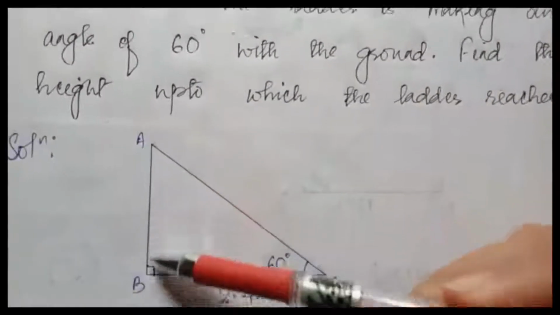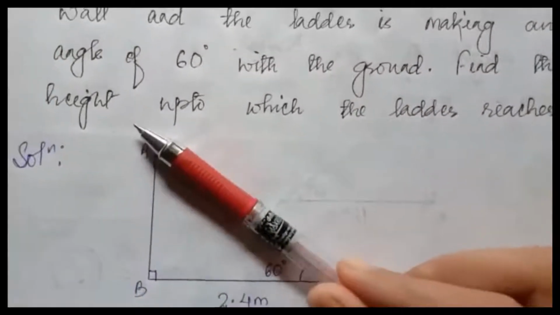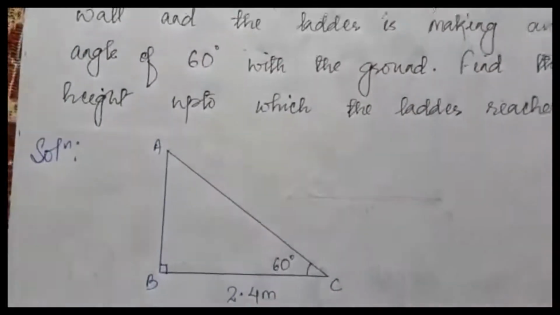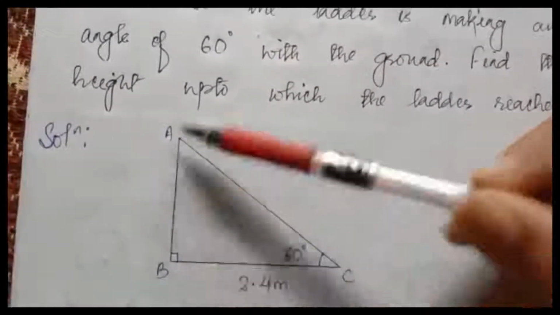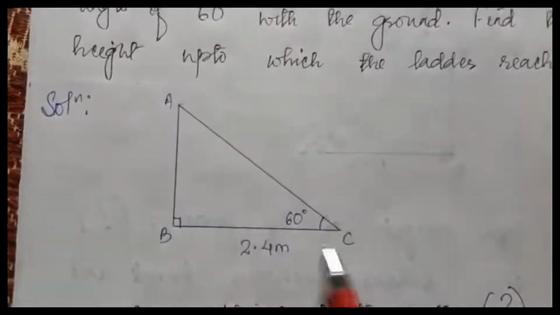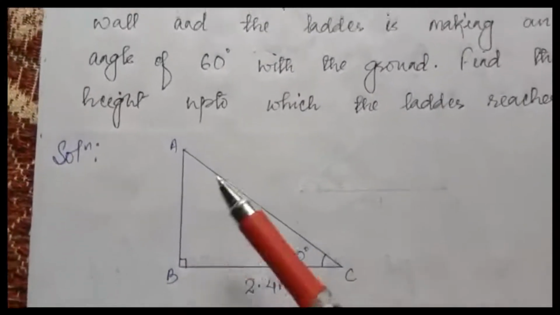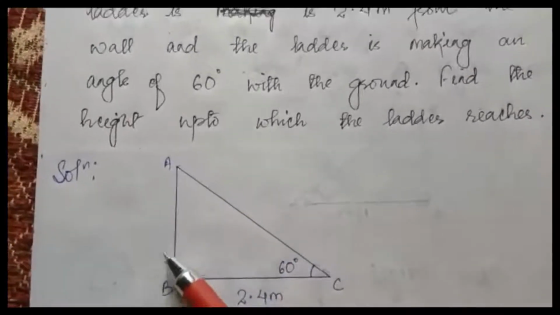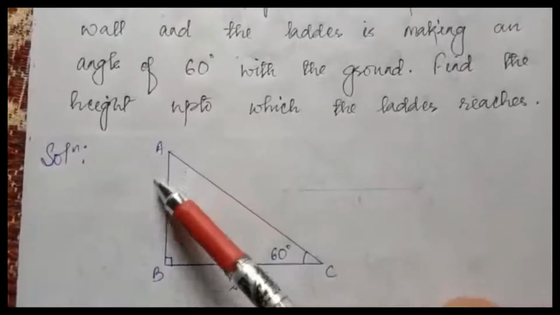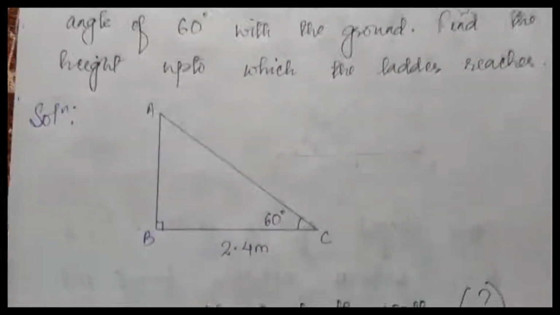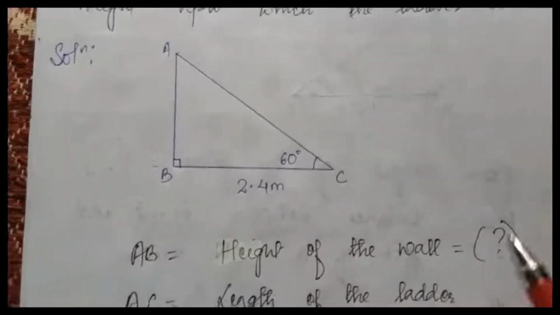Suppose this is your wall. Now how will you place the ladder? You'll place it in this position, right? So this is your ladder, this is the wall, the height of the wall, and this is the distance between the foot of the ladder and the wall. So you have to find this height. AB is how much? Find the height up to which the ladder reaches. So AB is the height, which you have to find, question mark.